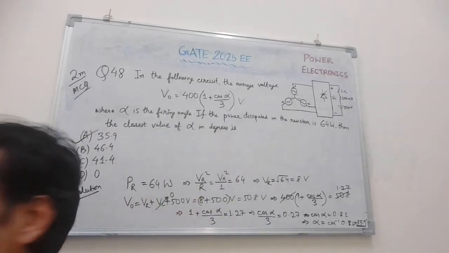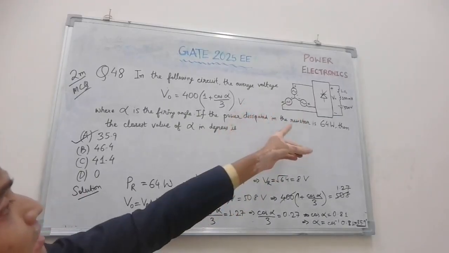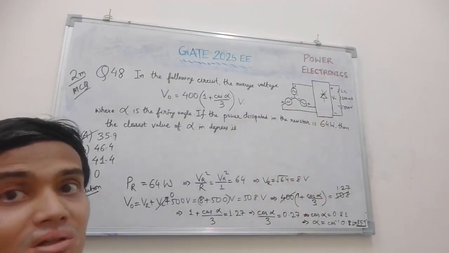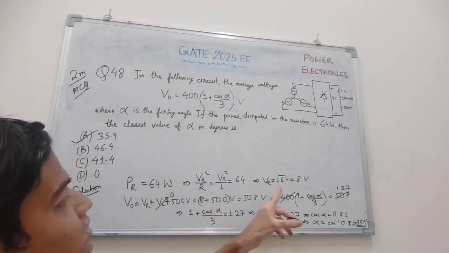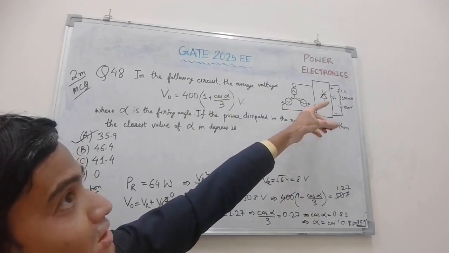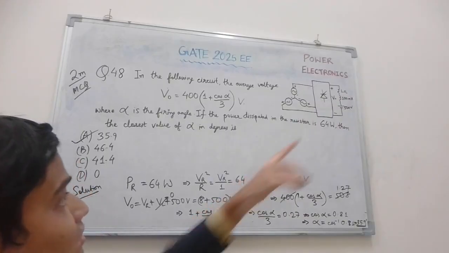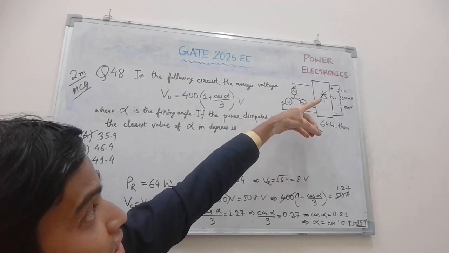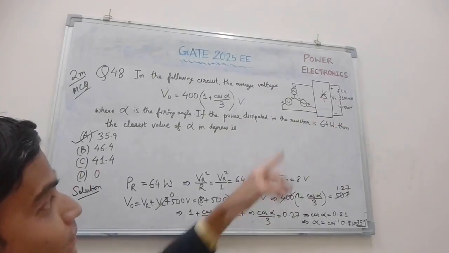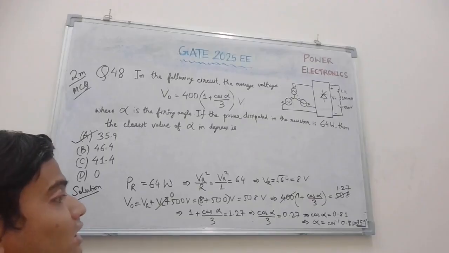So I hope the solution is clear. I approached this question with the very basics. We first used the power dissipated across the resistor to find the average voltage across the resistor, which we obtained as 8 volt. Next, the average voltage across the inductor is 0, as the inductor does not store any energy over every cycle. Next, the total output voltage will be the sum of the inductor voltage, the voltage across the resistance, and the 500 volt. So we get that as 508 volt. We put it to the given value of V naught, and we find the value of alpha is 35.